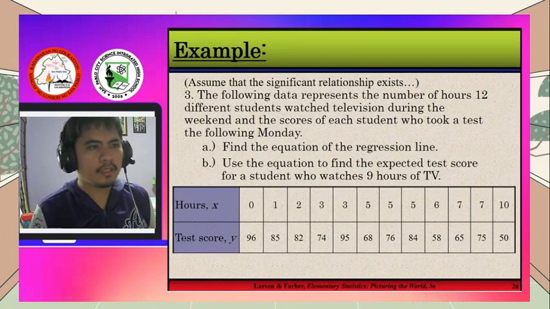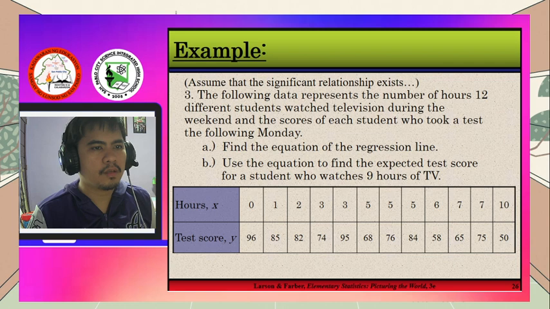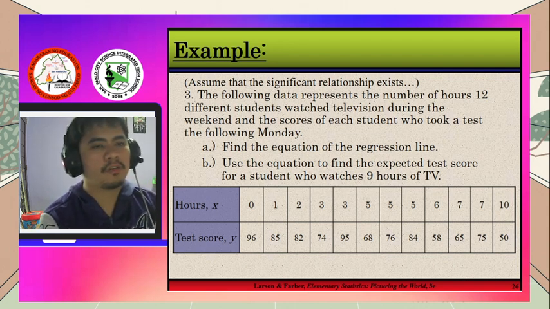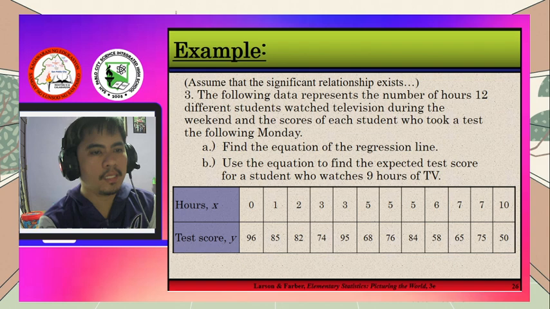Okay, next, example number 3. So let us assume that a significant relationship exists between our given variables, which are the number of hours spent watching TV and test scores. Since there is a significant relationship, meaning we can do a regression analysis. The following data represents the number of hours 12 different students watched television during the weekend, and the scores of each student who took a test the following Monday.